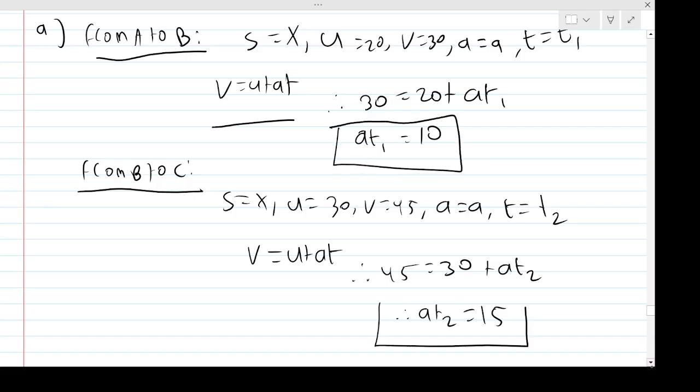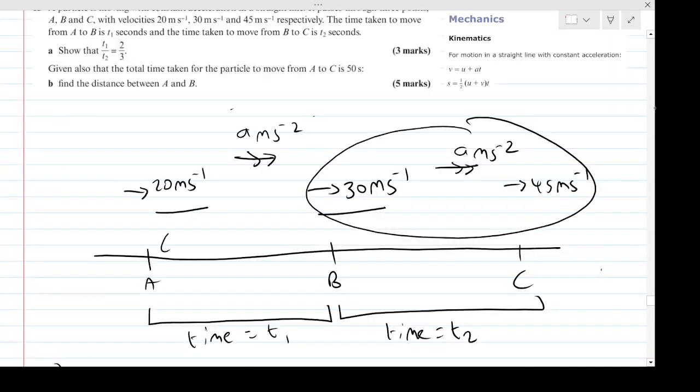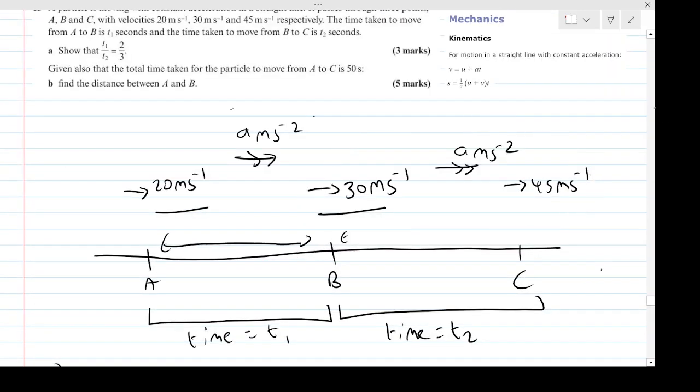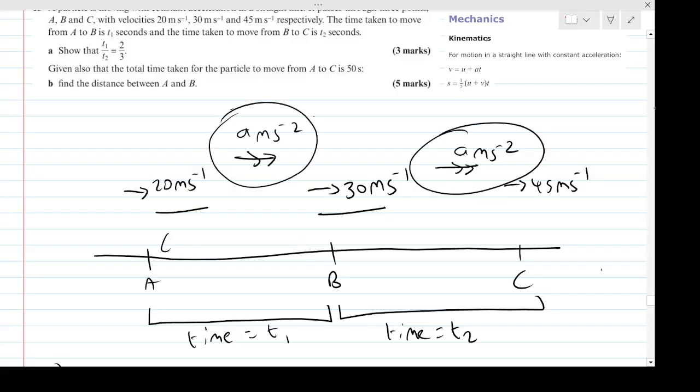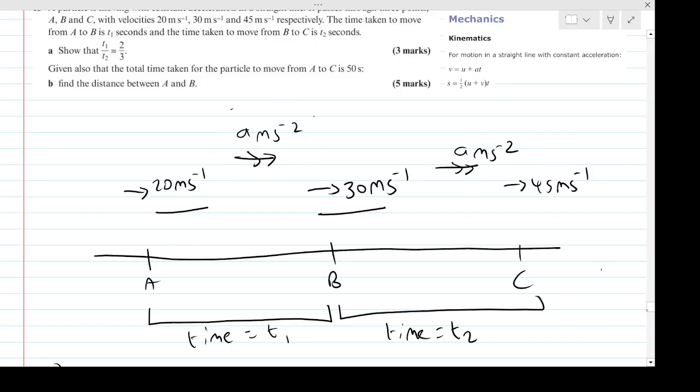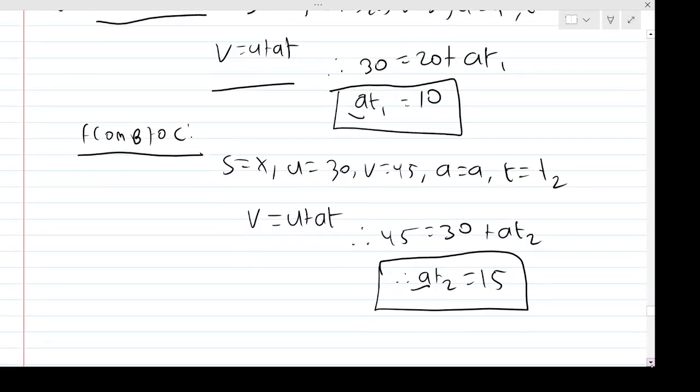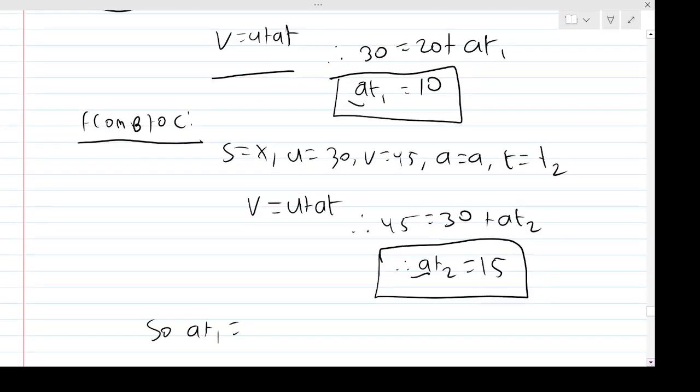Wow, I've got two equations, right? Now A is the same. That's why I went for acceleration and not tried to find distance, because the distance will most likely be different in the two parts of the journey, so it wouldn't tell me much, sadly. But because the acceleration is the same, it will help with solving the equations. You'll see in a second. So I've got these two equations: AT1 is 10 and AT2 is 15.